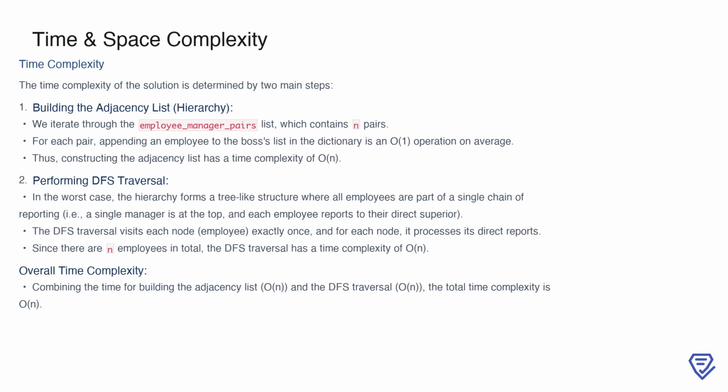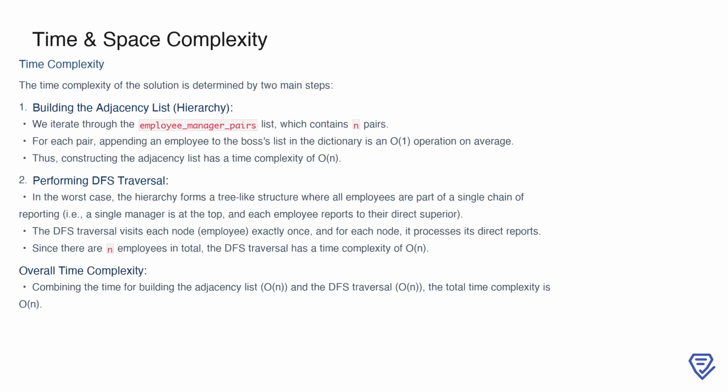When analyzing the time complexity of this solution, we need to consider 2 main steps. First, we build the adjacency list to represent the reporting hierarchy. This involves iterating through the employee_manager_pairs list, which contains n pairs, and for each pair, we append the employee to their manager's list in the dictionary. Since appending to a list is an O(1) operation on average, constructing the entire adjacency list takes O(n) time.